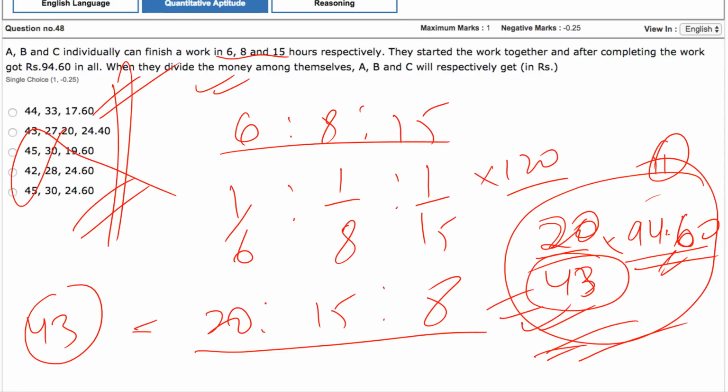We know this will be the inverse of the time taken. That is, the inverse of the time taken is efficiency. If the money has to be divided, it has to be divided by the efficiency. Multiply by 120, which is their LCM. So the money has to be divided in 20:15:8, which adds up to 43.